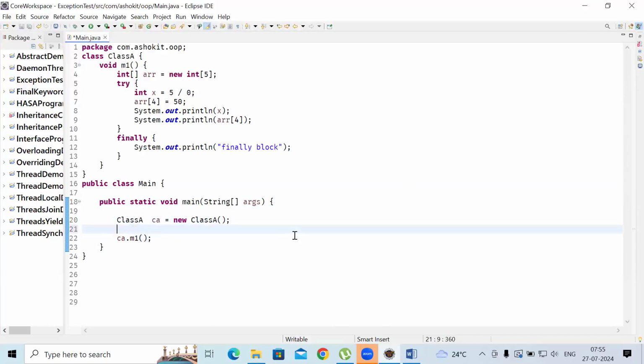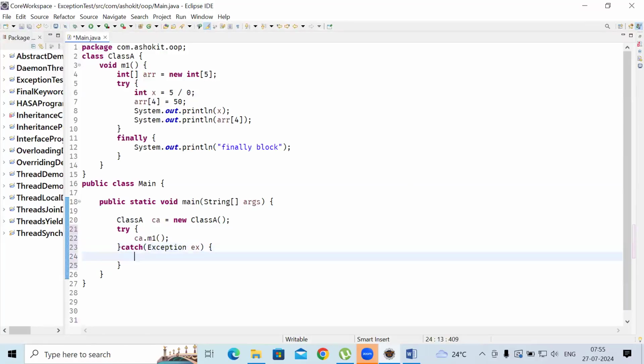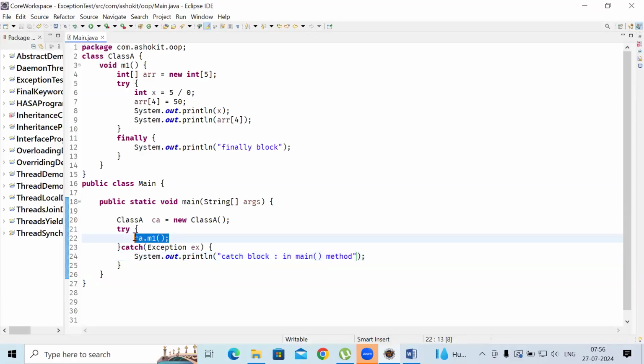Okay, look at this. Keeping the try block here, for try I am writing catch, Exception ex, System.out.println: catch block in main method. Main method is a caller method, right? Yes. Tell me now, which method am I calling here? M1. This is M1.